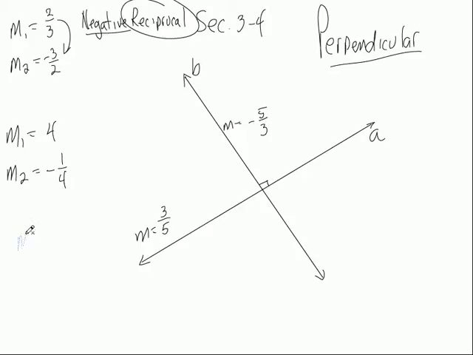Let's do another one. Let's say the slope of line 1 was negative 5/7. Okay? Negative means the opposite. So if this is negative, what's this going to be? Positive 7/5. So that's what we know about perpendicular lines.